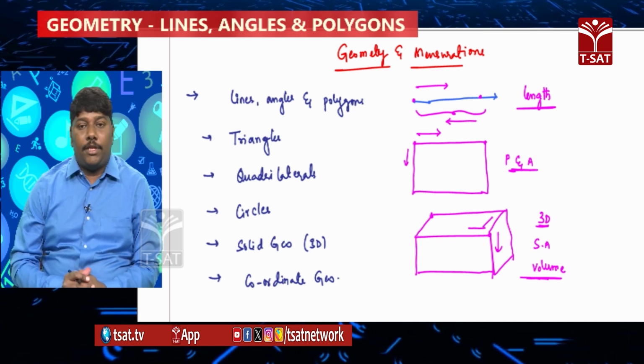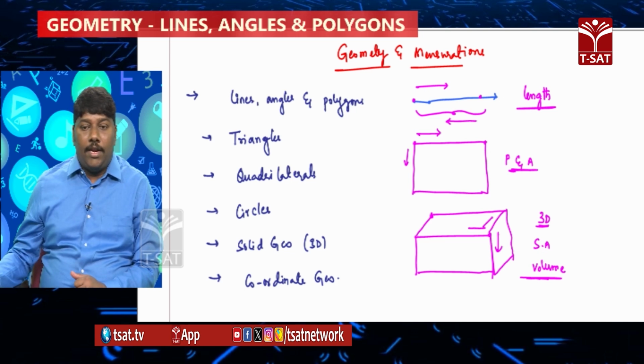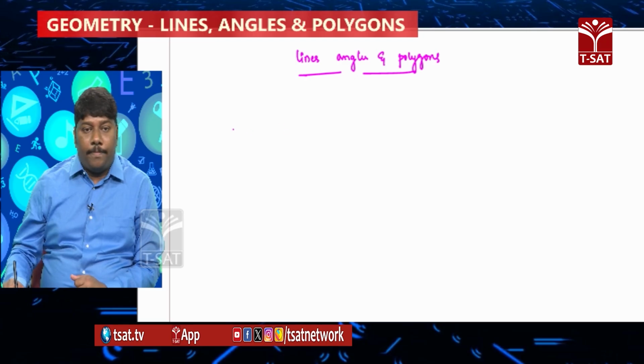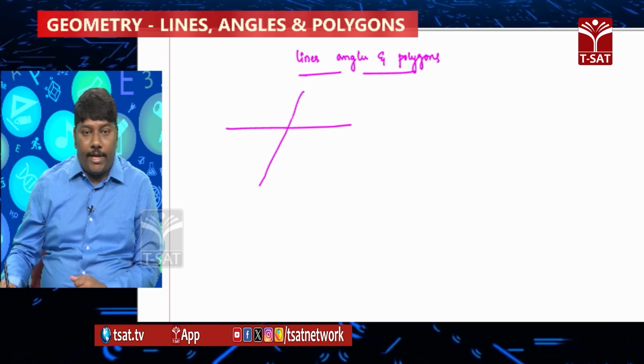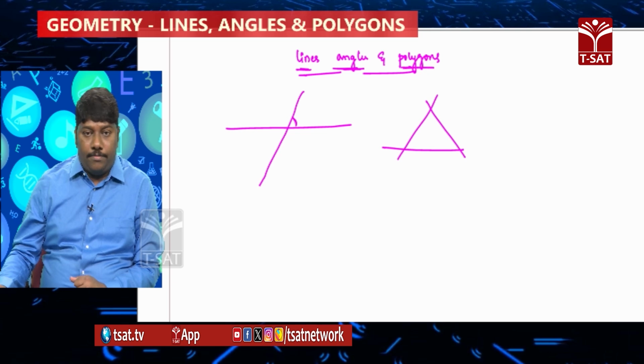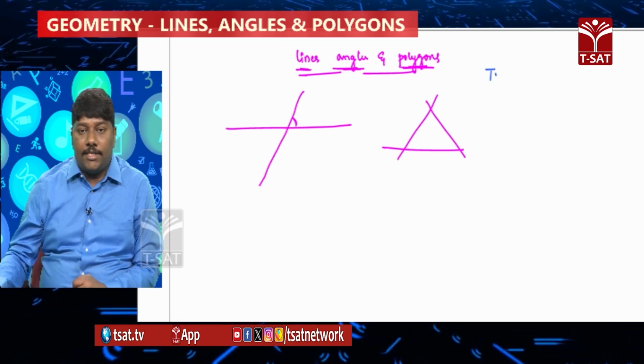So first we will start with the unidimensional figures, that is lines, angles and polygons. In these lines, angles and polygons also, first we take a line. If we intersect lines, you get angles. So we discuss intersection of lines with the angles. What are the different types of angles formed? If more than two or three lines are intersected, polygons are formed. Polygons with three sides are called triangles. So we discuss triangles in detail as a separate chapter.